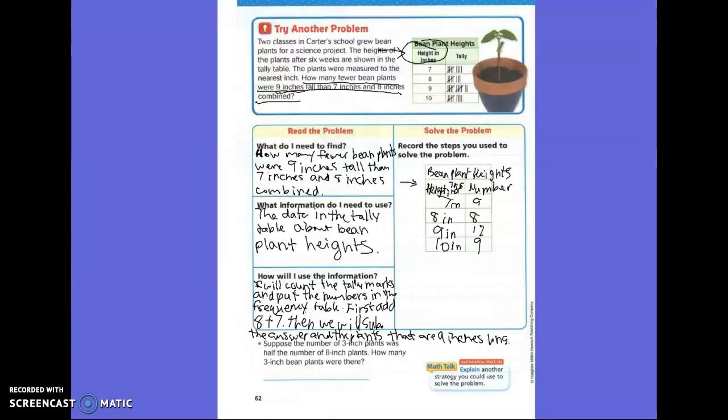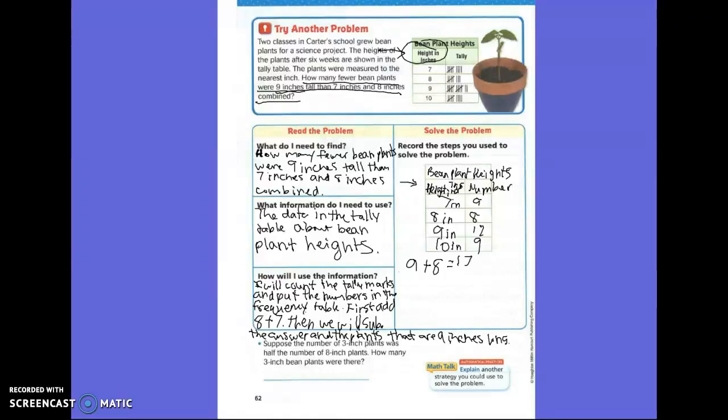Now, the first part of the problem that we are working out, we said we are going to add the number of 8-inch and 7-inch plants. How many 7-inch plants were there? 9. How many 8-inch plants were there? 8. What is 8 plus 9? 17.